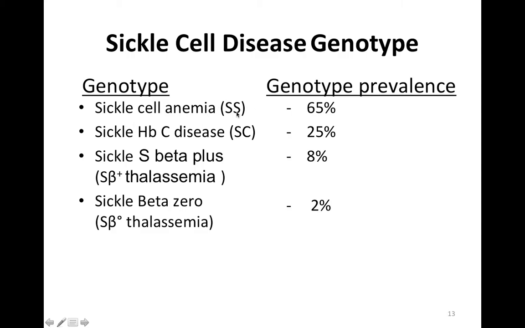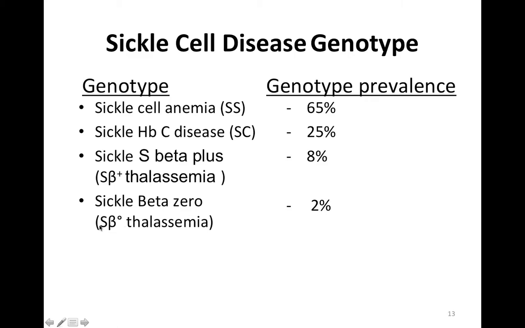Sickle cell anemia, SS, HbS, that is a homozygous condition, it is 65%. HbC disease, this is particularly present in African countries, is approximately 25%. Sickle S beta plus, this is S beta plus thalassemia. That means on one chromosome there is the sickle cell mutation, and on the other chromosome you can see the beta thalassemia mutation. So because of this, the synthesis of hemoglobin will be hampered, and whatever is synthesized, some part will be the sickle hemoglobin also. Here this type of condition is approximately 8%.